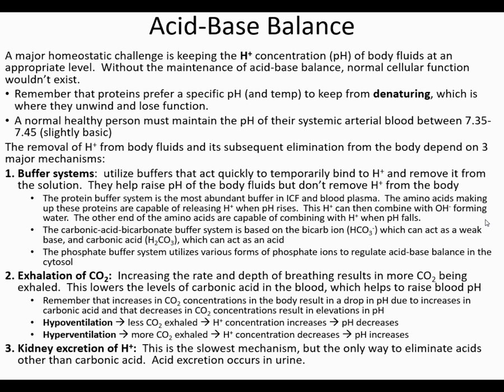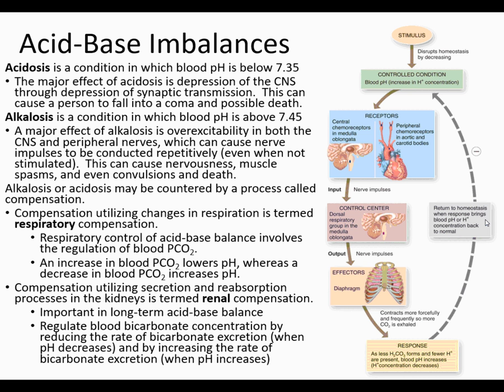Okay. And the final thing, which we've been talking about in this lecture, is how our kidneys can excrete hydrogen ion. This is the slowest mechanism, but it's the only way that we eliminate acids other than carbonic acid from the body, and it is through our urine.